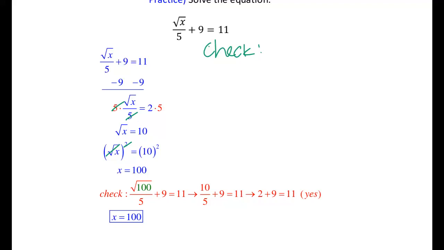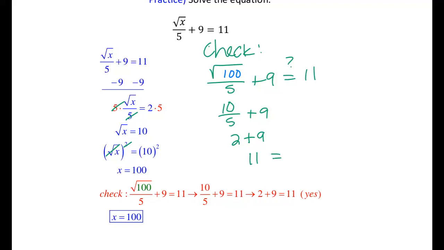So then when you check it, I don't like how the answer key does it horizontally, so I'm just gonna stack it. We plug in 100, so square root of 100 over 5 plus 9, and I'm checking to see if that equals 11. So square root of 100 is 10 over 5 plus 9. 10 divided by 5 is 2. And if I add 2 plus 9, that gives us 11, which did equal the right side. So then, therefore, x equals 100 is a valid solution.